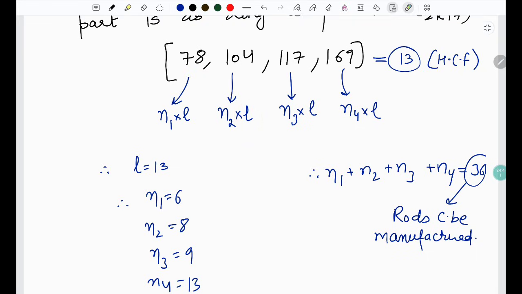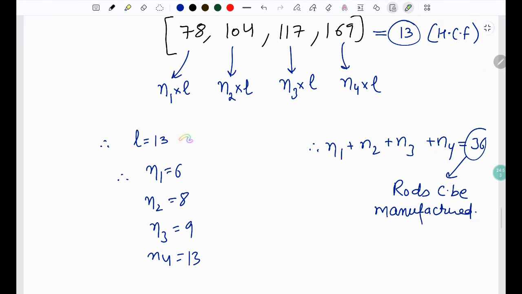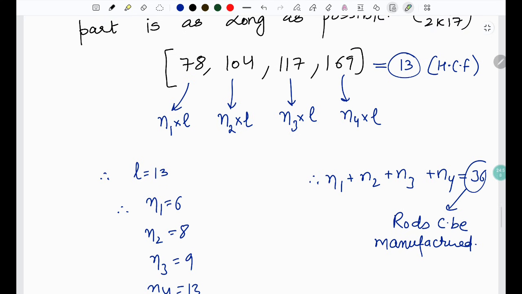Similarly, I will take 8 bars of 13 units from the original rod of 104. Similarly, 9 bars of 13 meters from this original bar of 117. So the total of these will be 36 rods, which can be manufactured from these original rods which were of different length.